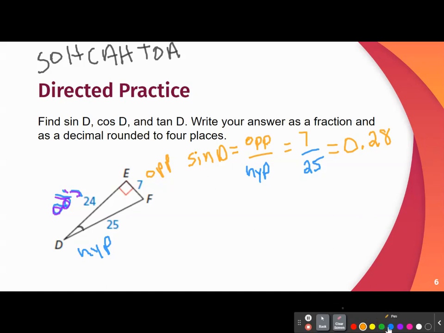All right, let's do cosine of angle D. Natalie, what is the formula for cosine? Perfect. And Lakin, what is my adjacent side? And Bolin, what would be my hypotenuse? And Natalie, does that reduce? And what would that be to 4 decimal places? 0.96.